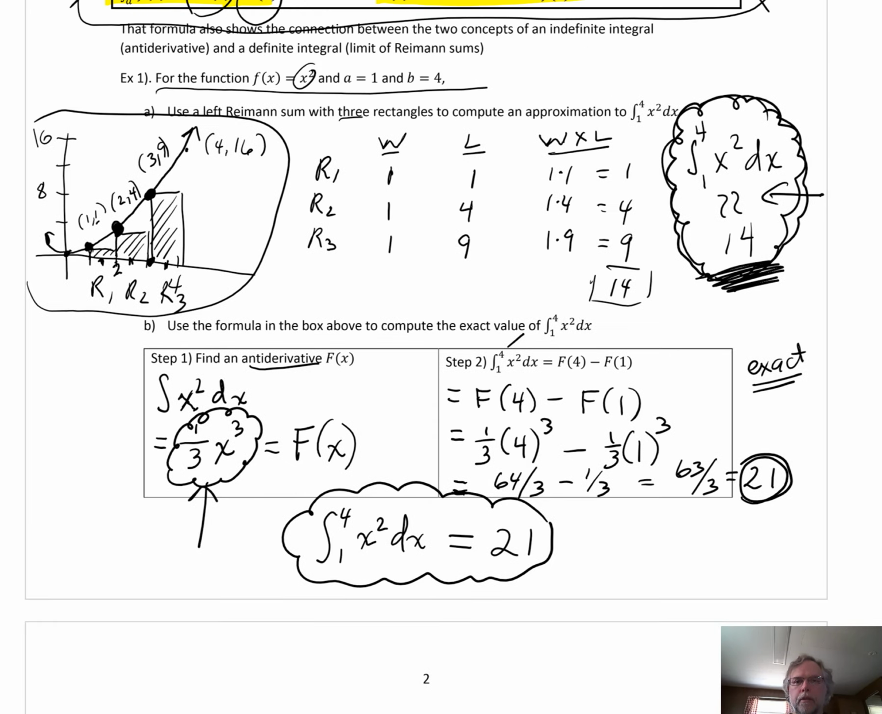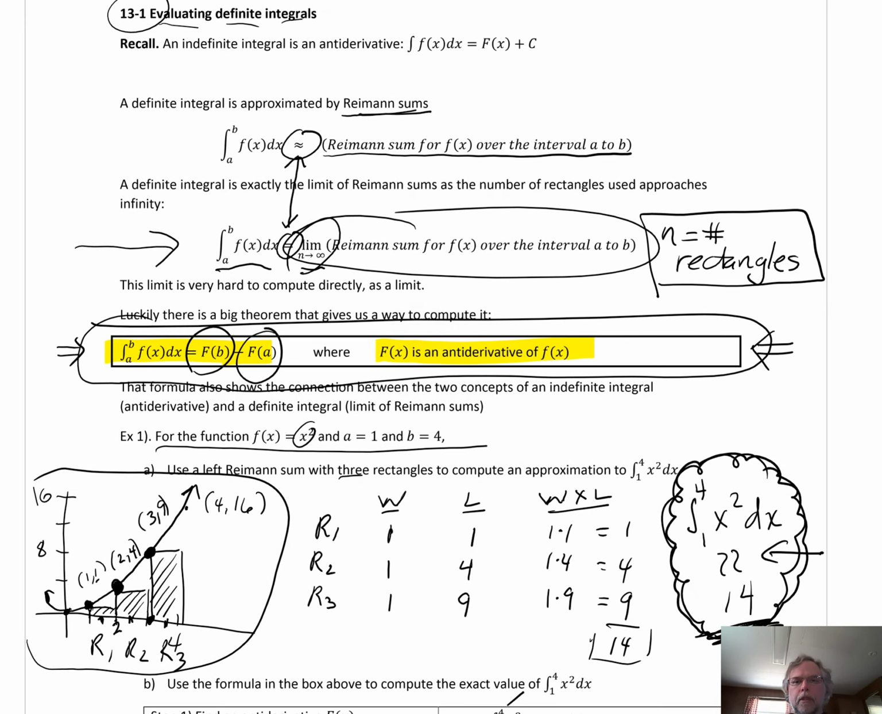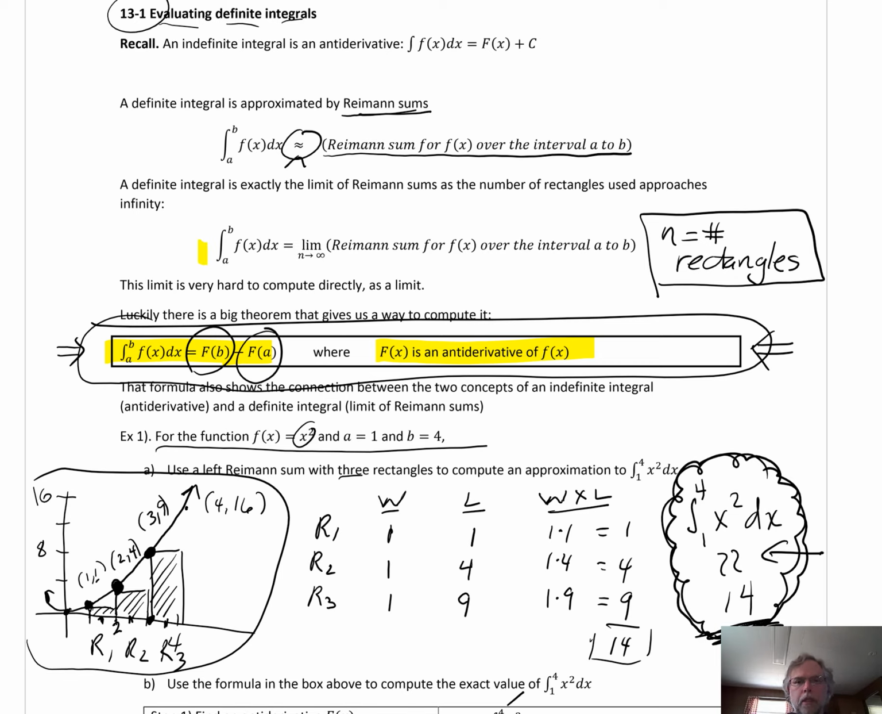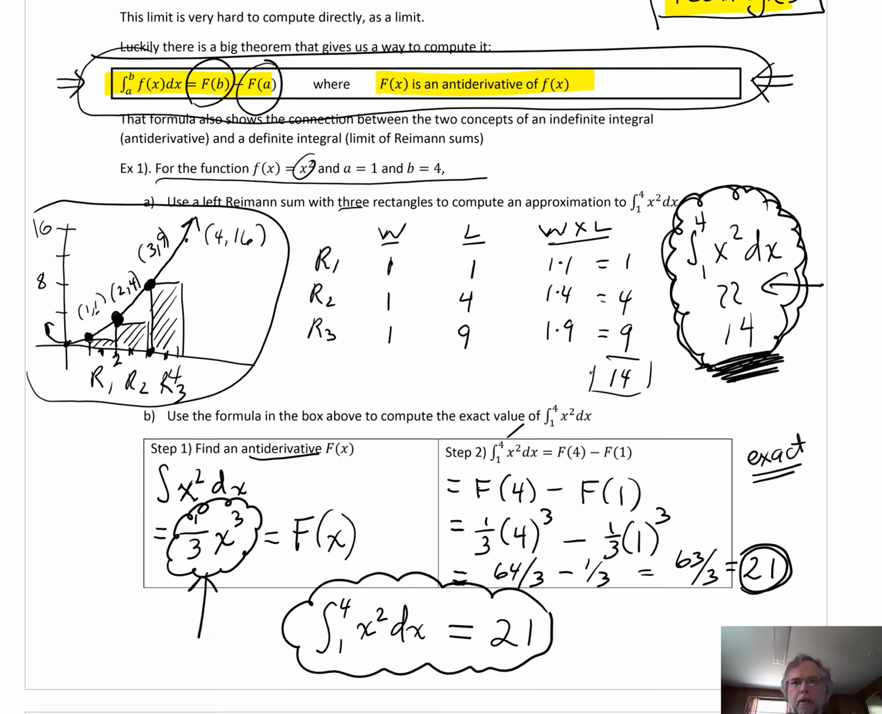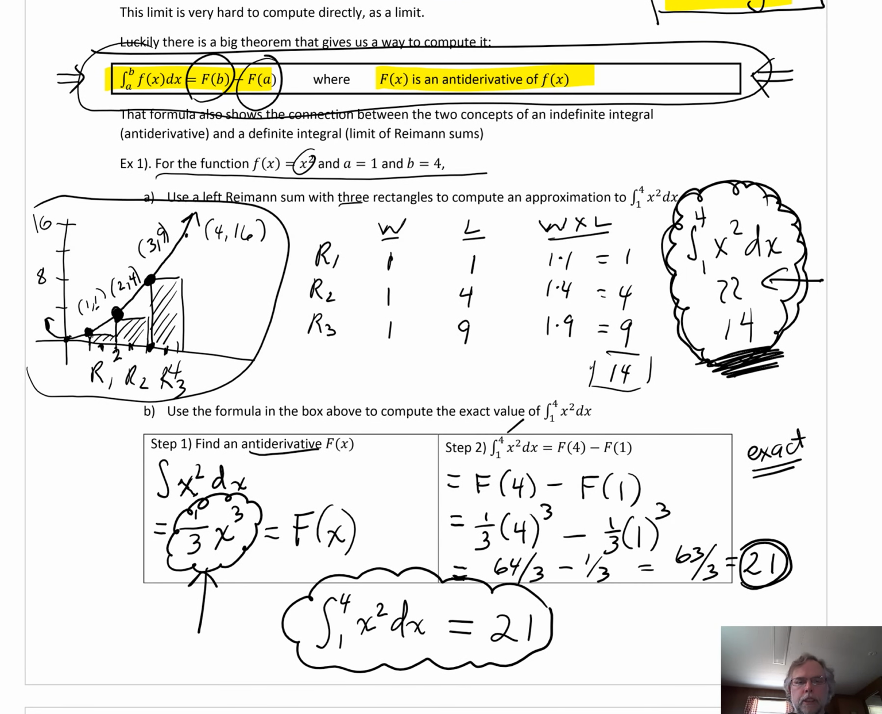And that's what we mean up here, that the value of a definite integral is the limit of the Riemann sums as n goes to infinity. And the theorem in the box gives us a way to actually calculate that using the antiderivative instead of directly using a limit, which is a huge advantage mathematically.